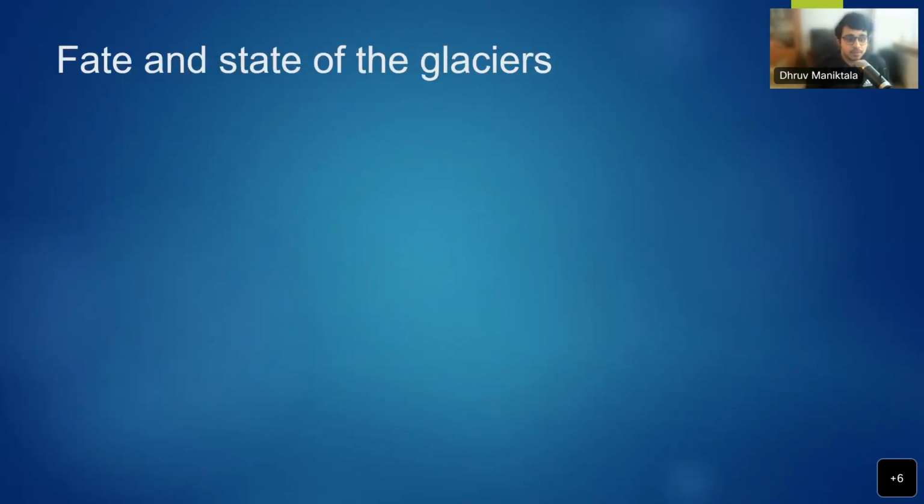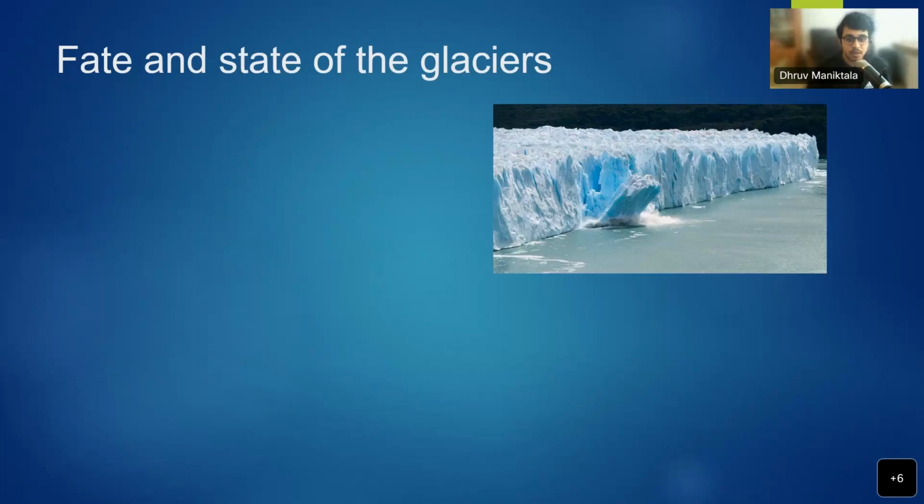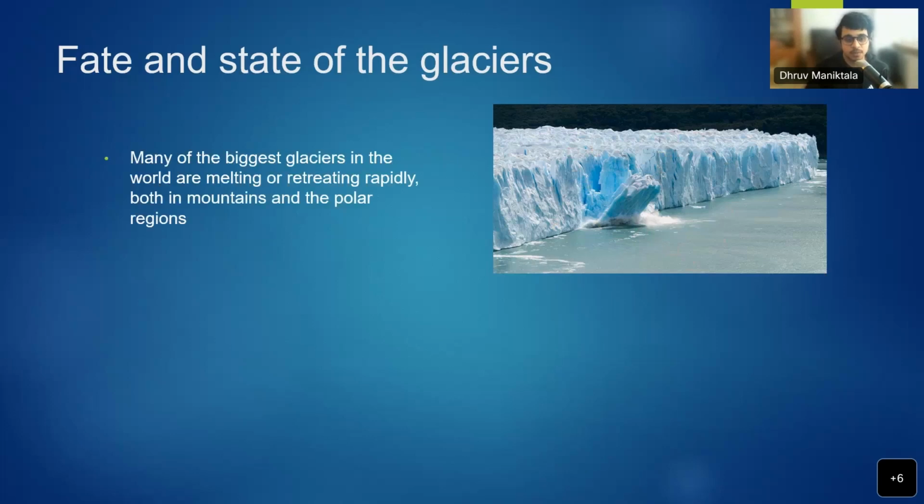And coming to the end of this lecture, we will talk a little bit about the fate and state of the glaciers in the current world. As we hear a lot that the glaciers are melting and the climate is changing, this is what it can look like in some glacier fronts or terminuses. This is called calving. It happens where the glacier's toe or terminus meets the seawater. Many of the world's biggest glaciers are melting or retreating rapidly, both in mountain and polar regions.